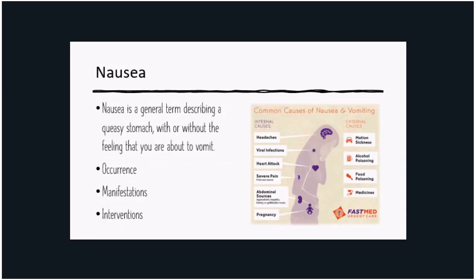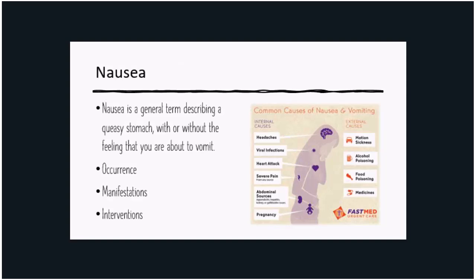The next potential complication of surgery is nausea. Nausea is a general term describing queasy stomach, and so the patient may feel that they have to vomit or they may actually vomit. So this may occur immediately up to 48 hours, and so the manifestation is the patient will tell you, I feel nauseous or I feel sick to my stomach. So your nursing intervention will be to provide comfort measures, relaxation, really good mouth care, maybe administer an antiemetic.